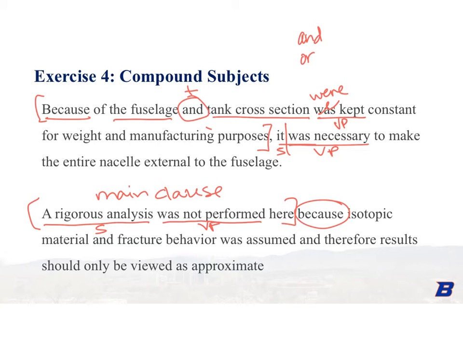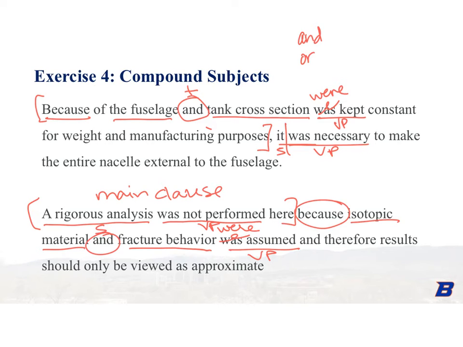Just like the example before, it signaled that that first chunk of the sentence is dependent on the main clause that follows. This one attaches the dependent clause to the main clause after, but it does still contain a subject and a verb. So "because isotopic materials," and then we have that lovely "and fracture behavior." Again, singular paired up with singular, but it's a plus sign. So this would be "were assumed." That's your verb phrase. And "therefore results should only be viewed as approximate." And I would actually put all of this together.